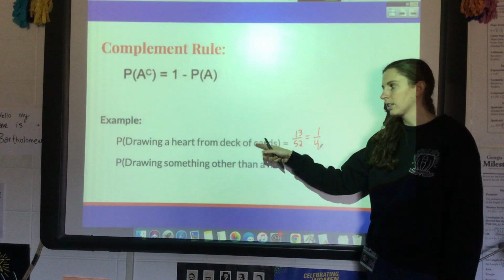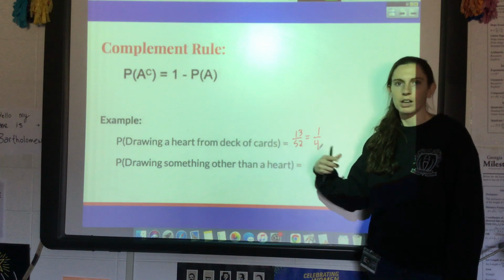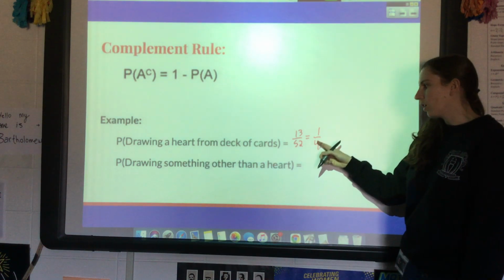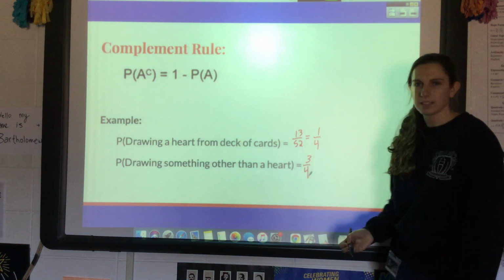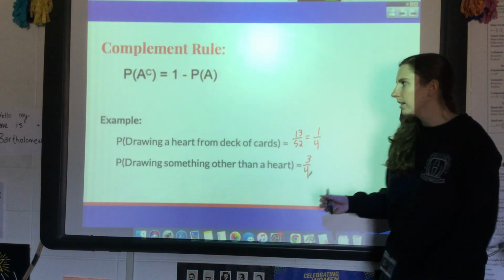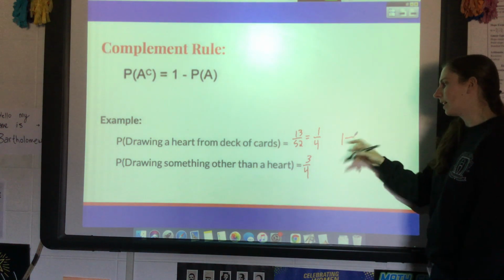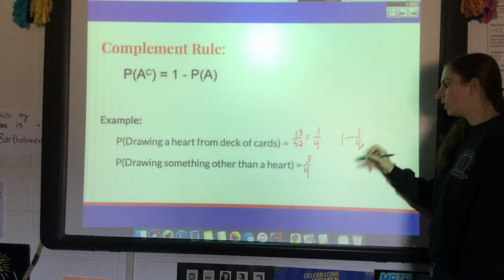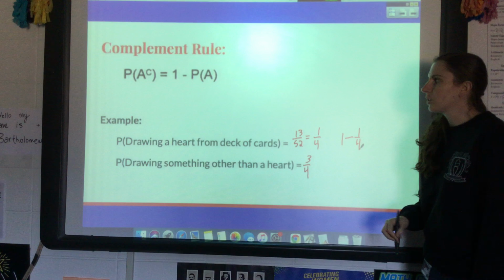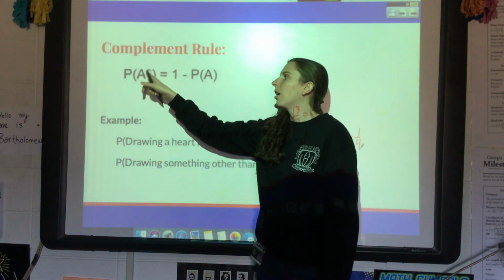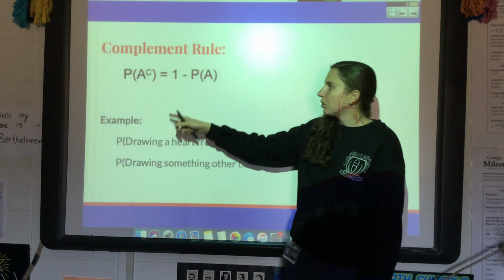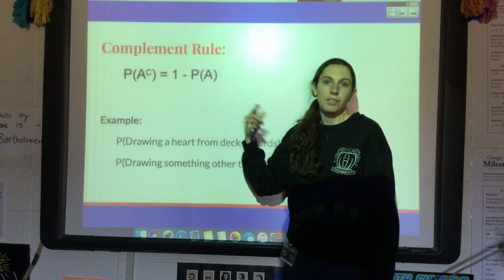This is the complement of drawing a heart, not drawing a heart. And since drawing a heart is 1/4, not drawing a heart would be 3/4. It's as simple as that. What you just did in your head though is you basically did 1 minus the 1/4 and you got 3/4. So that's what this rule is saying here. To find the probability of the complement of A, just do 1 minus the probability of A happening.